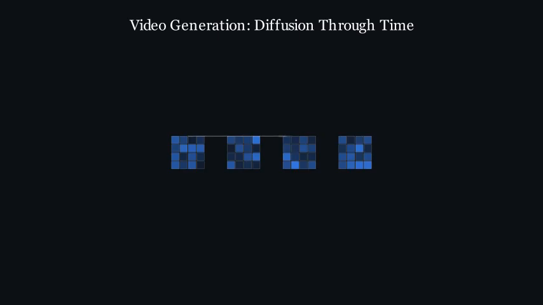Video generation takes the same diffusion idea and adds a new dimension, time. Instead of denoising a single image, the model denoises an entire sequence of frames together, so objects stay consistent as they move. That consistency is what lets these models act as early simulators of the physical world.